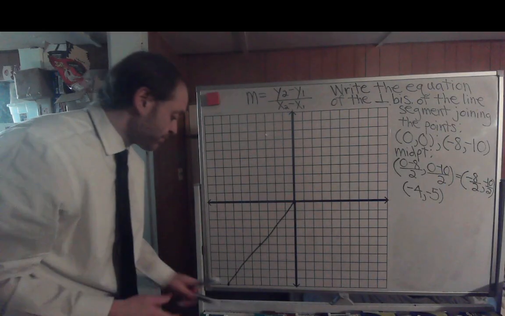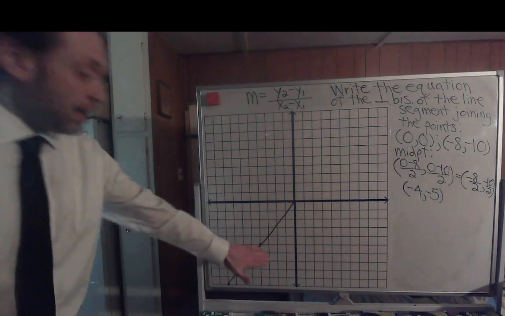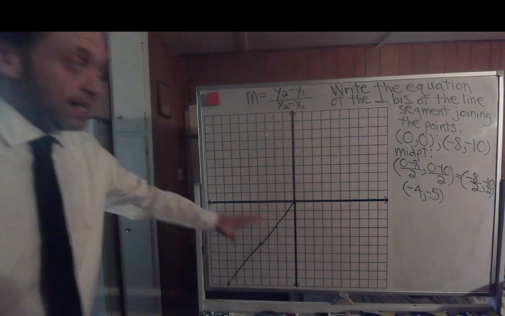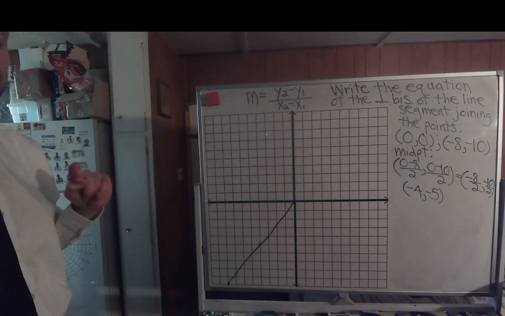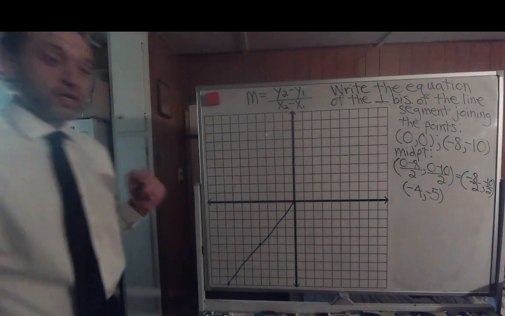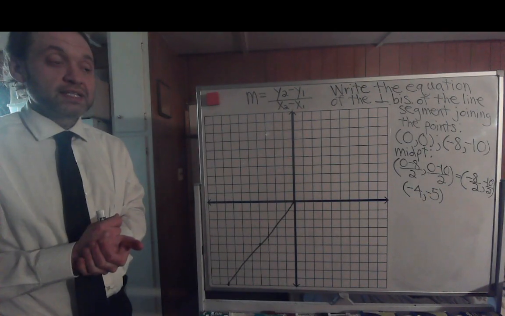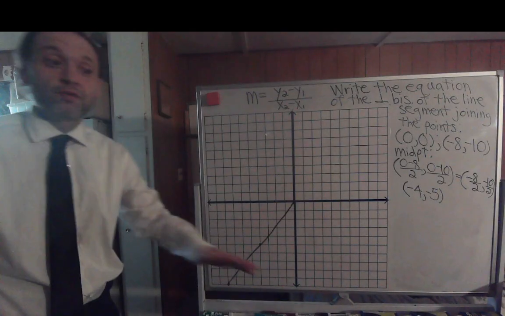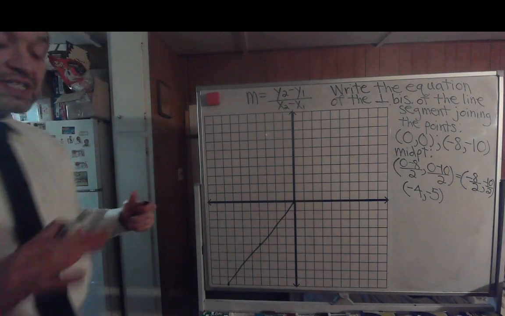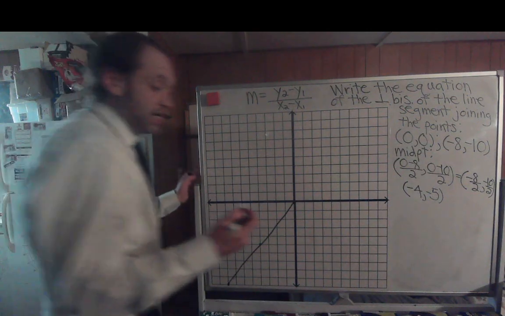Now, we found where it's going to bisect the line. Now, this is also where slope of the line comes into play. What is true about the perpendicular bisector? It's perpendicular to the line at its midpoint, right? So let's find the slope of the actual line first.